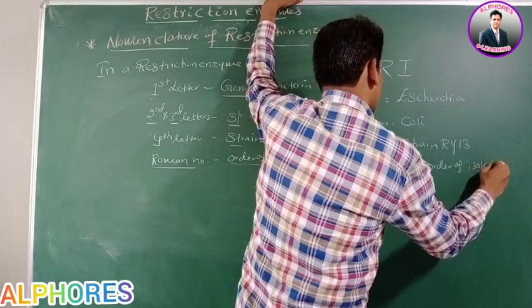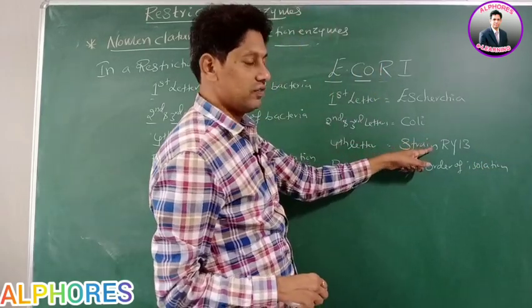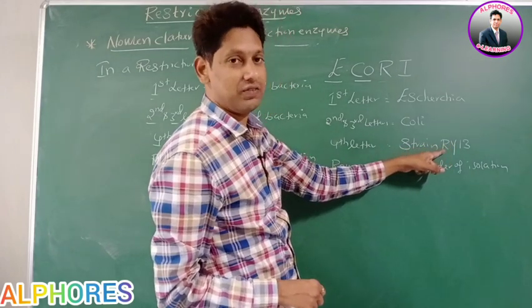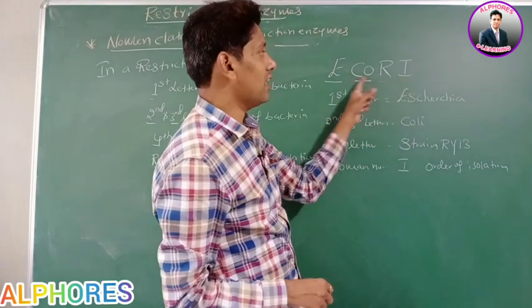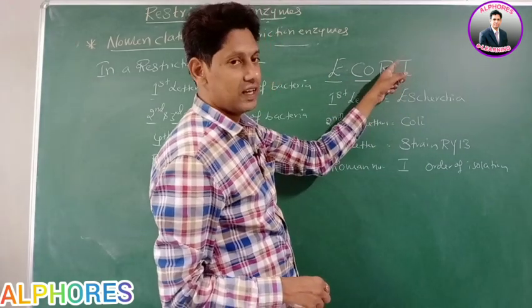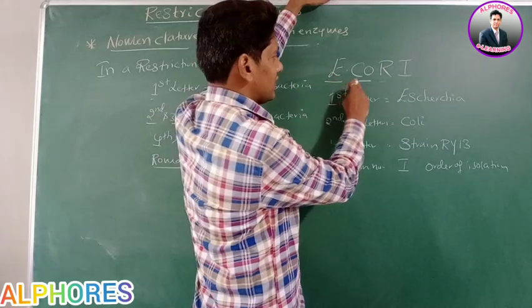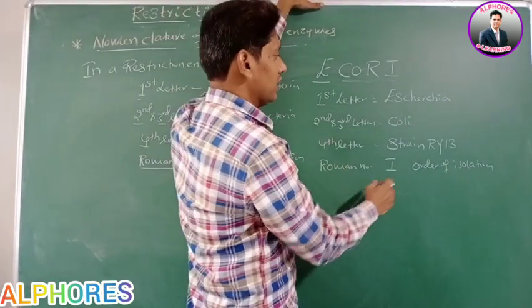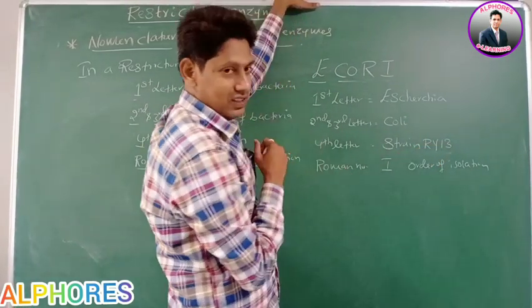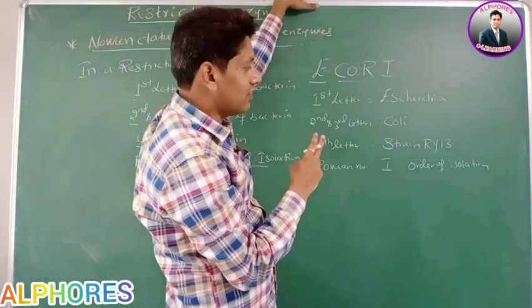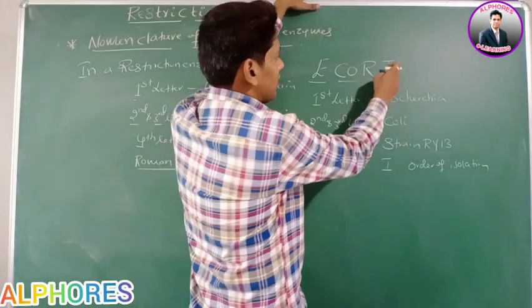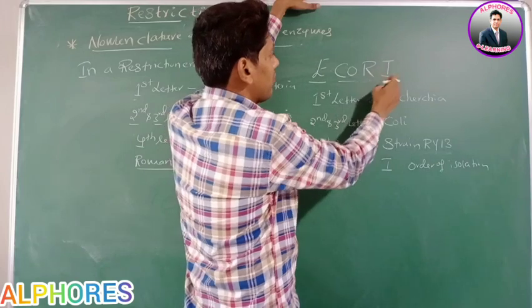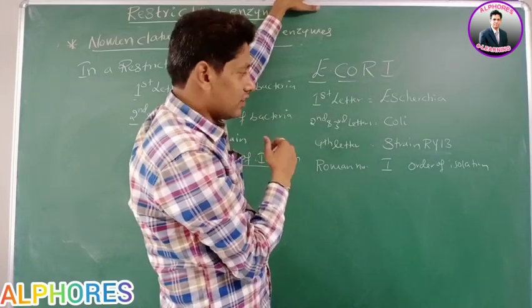Order of isolation. It means from this strain, which strain? RY13 strain of E. coli bacteria. This is the first isolated enzyme, so it was indicated with Roman 1. I am not saying that this is the first discovered restriction endonuclease enzyme. From E. coli RY13 strain of bacteria, this was the first isolated enzyme. What is that? EcoR1. That's why Roman number 1 is given. Is it okay? Clear this statement, right?